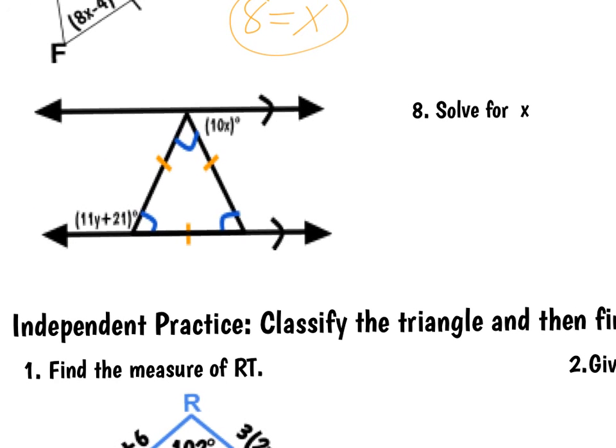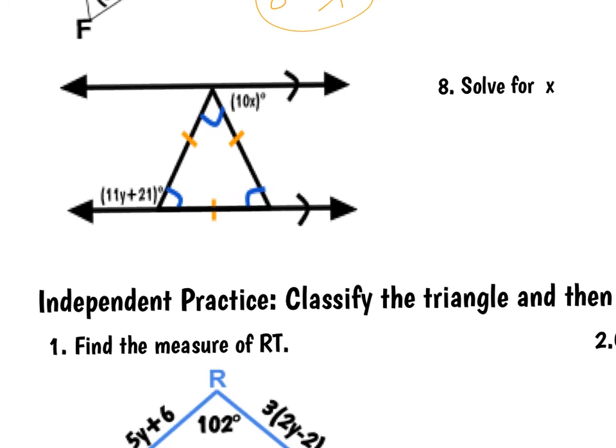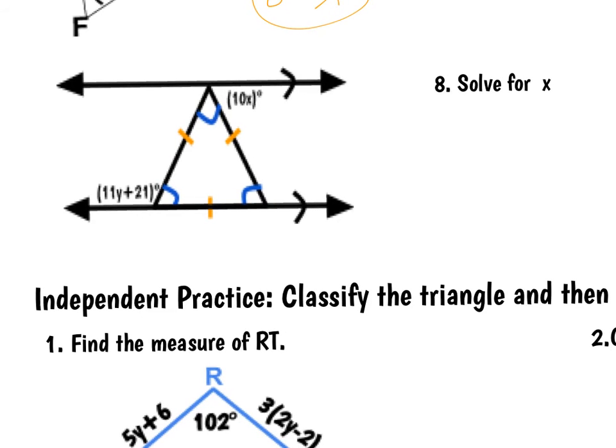Number 8, we want to solve for x. So we have an x value up here, looks like an exterior angle, and a y value over there. Is the y value part of 9? Yep, it's part of 9. So let's take a look here to solve for our x's. First, we're going to establish the internal angles here must all equal 60 by definition of equilateral triangles.